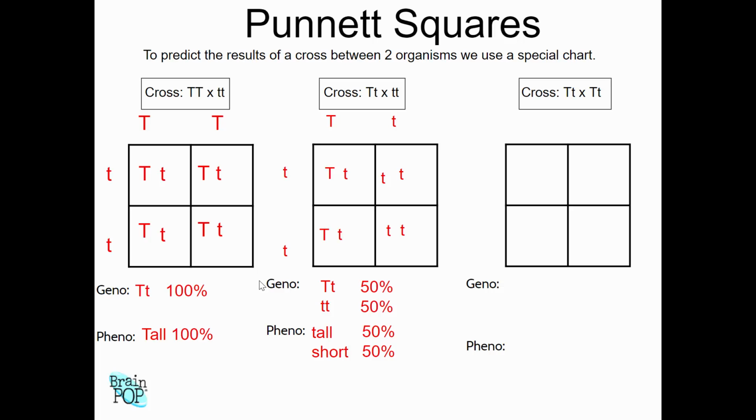Now, keep in mind, these are just probabilities. They're not guarantees. For example, I could do this 3 times, or let's say I did it 4 times. Probability says, what should I get? 2 tall and 2 short. But could I get 3 tall, 1 short? Yes. Could I get 4 and 0? Yes. That's how probability works. You could expect certain ratios, but it doesn't always work out that way.